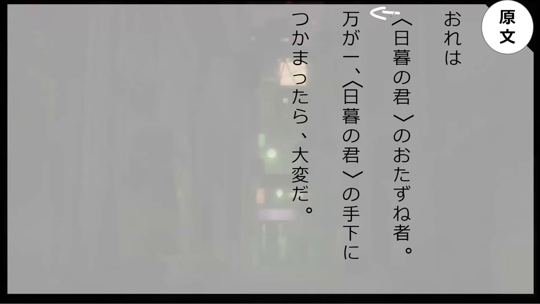Next line. One guy, ichi. If by chance, Hikure no kimi no te shita ni tsukamattara taihen da. If by chance I were to be captured by the minions of the Lord of Twilight, it would be very trouble. It would be big trouble.